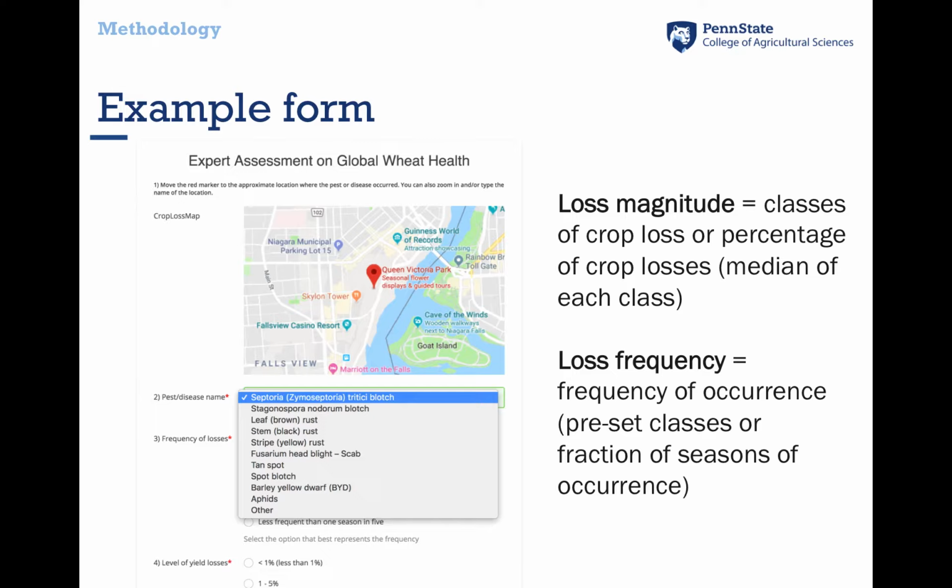Two pieces that were very important to doing this sort of work are the loss magnitude, where you can either provide classes of crop loss, less than 1%, 1 to 5%, things like that, or a median value within the class. This was important because we had to extrapolate or project out to what it means at a country level or otherwise, as well as the frequency, based on a preset of classes or a fraction of seasons of occurrence. Because if you do it in an isolated snapshot, a single year, it's not representative.